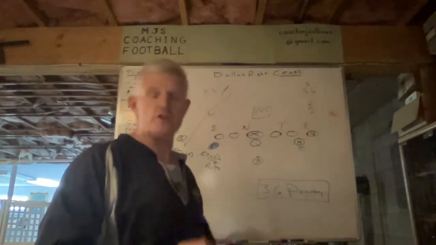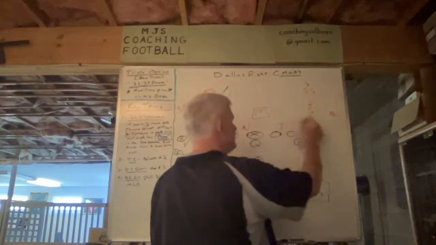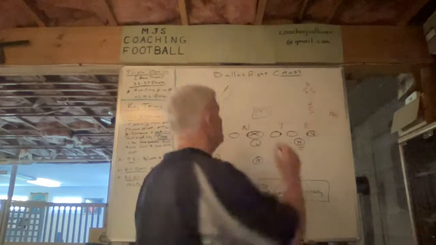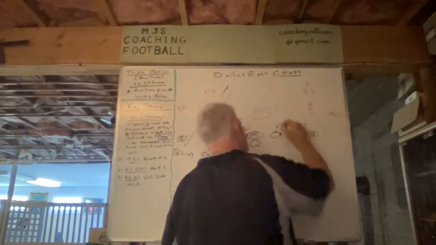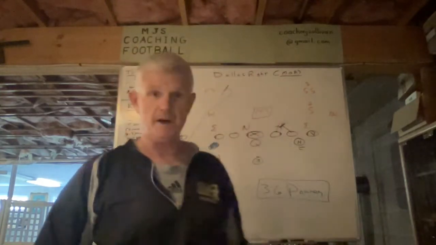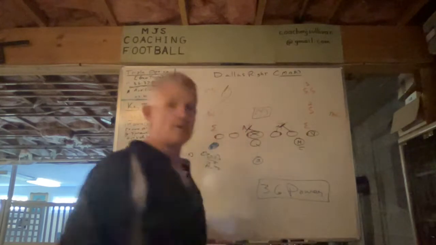So the traditional power scheme, let's get to that. Okay. You got a 3 technique. For us, the overfront, the 3 and the 7 to the tight end side. That's going to bring the traditional double team. Okay, nice double. Center's got to block back on that 1.